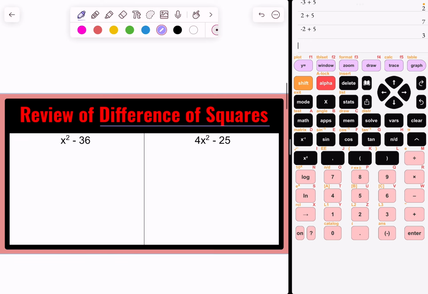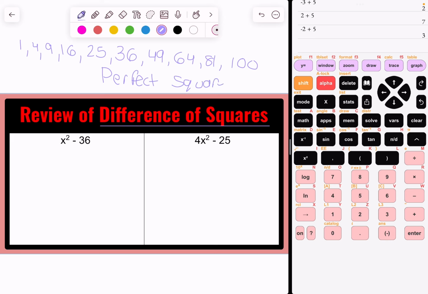If you remember your perfect squares numbers, these were like 1, 4, 9, 4 times 4 is 16, 5 times 5 is 25, then 36, 49, 64, 81, 100. I want you guys to have this list of perfect squares memorized. Because then as soon as you see a binomial with subtraction, binomial means 2 terms with subtraction, and both of the numbers are perfect squares, you know this is the method that you are using.